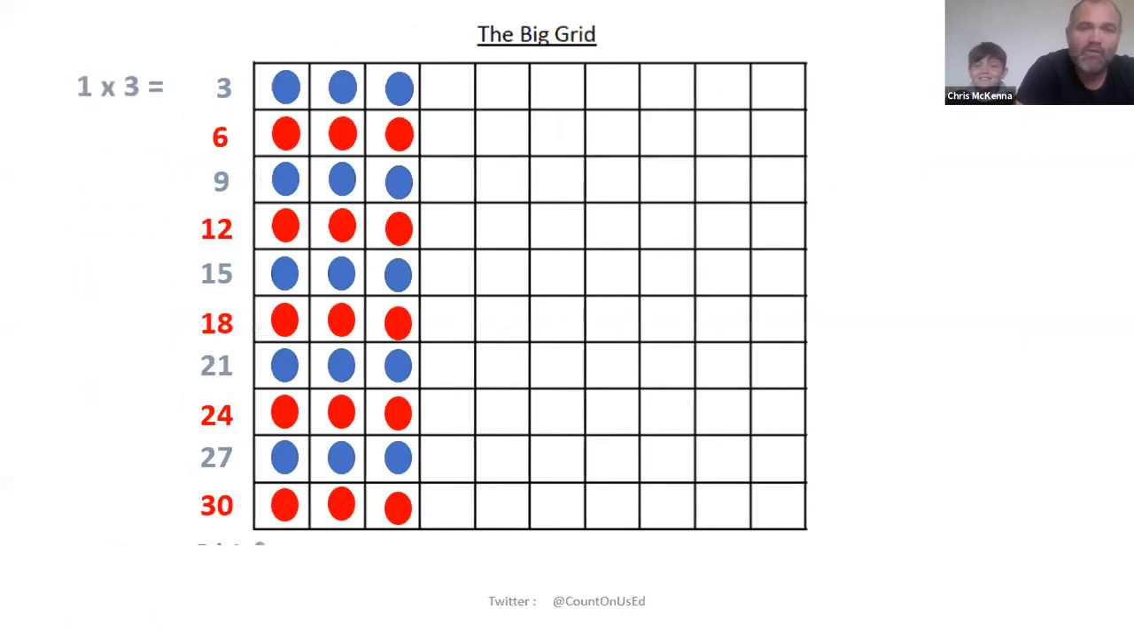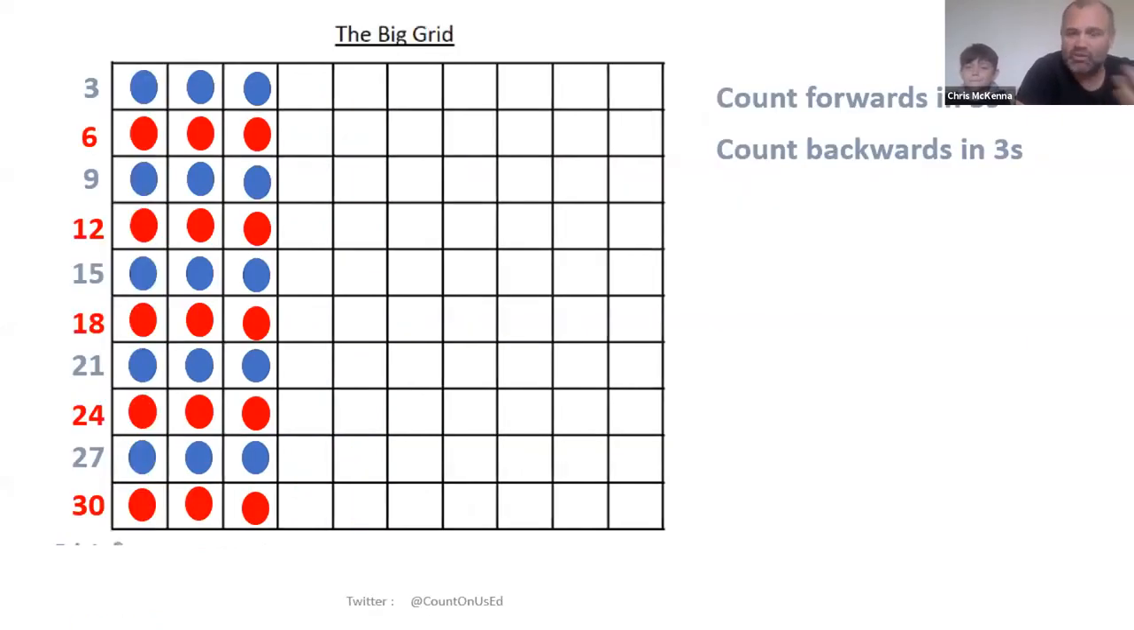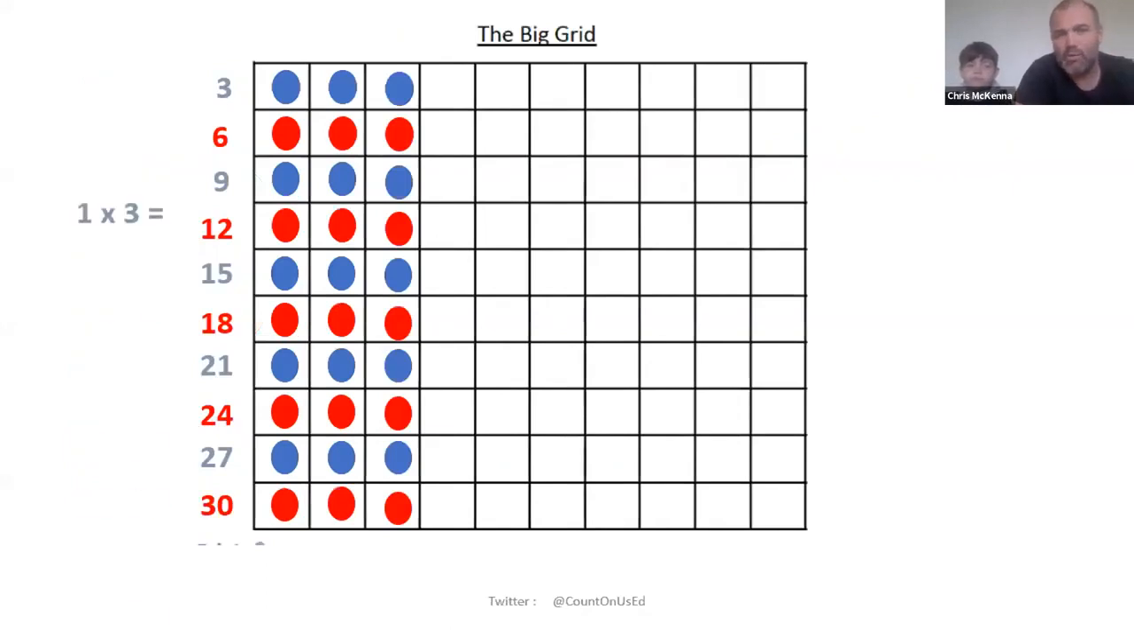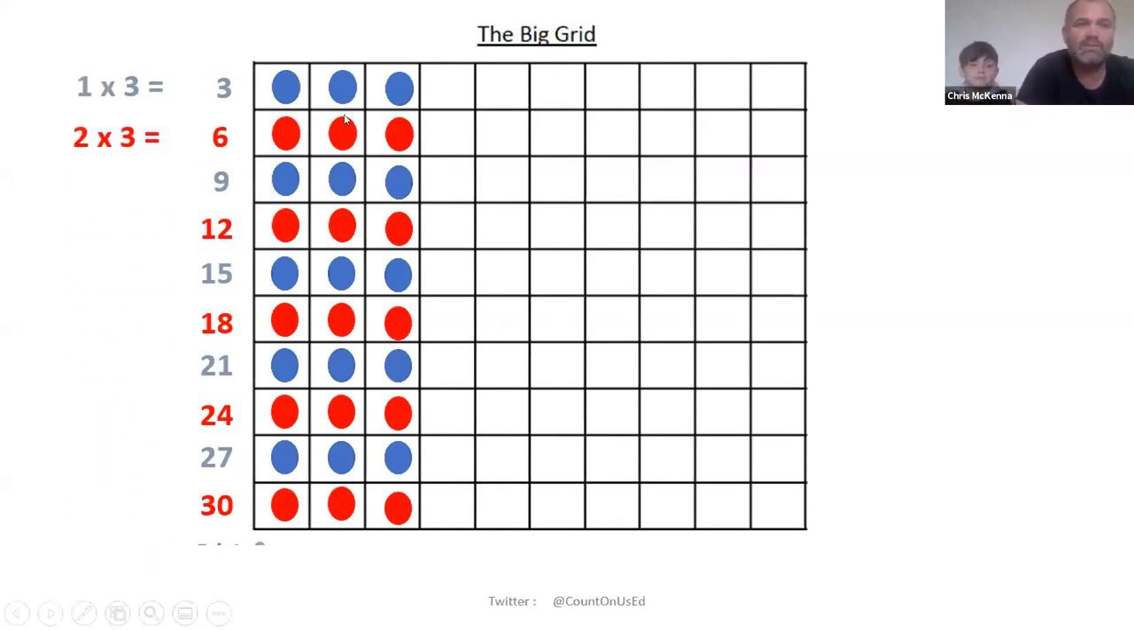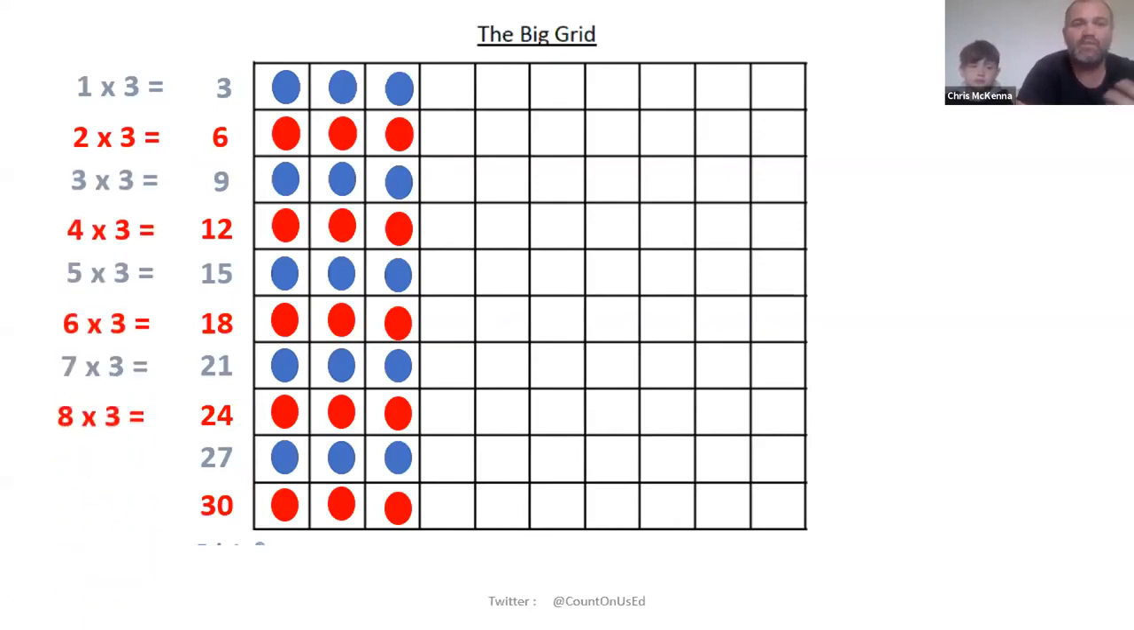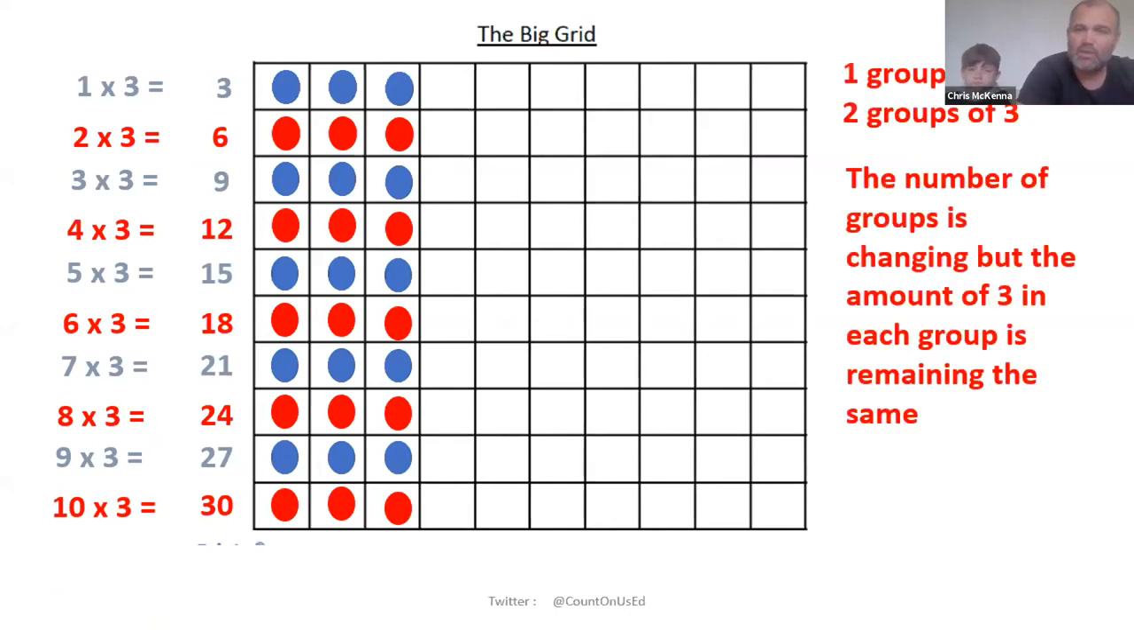So counting forwards in 3s and backwards in 3s is a really important skill. And then what I would do here is maybe now we can start introducing the three times table. So 1 times 3 equals 3, 2 times 3 equals 6, 3 times 3 is 9, 4 3s are 12, 5 3s are 15, 6 3s are 18, 7 3s are 21, 8 3s are 24, 9 3s 27, 10 3s 30. So this is the way I would introduce the 3 times table.